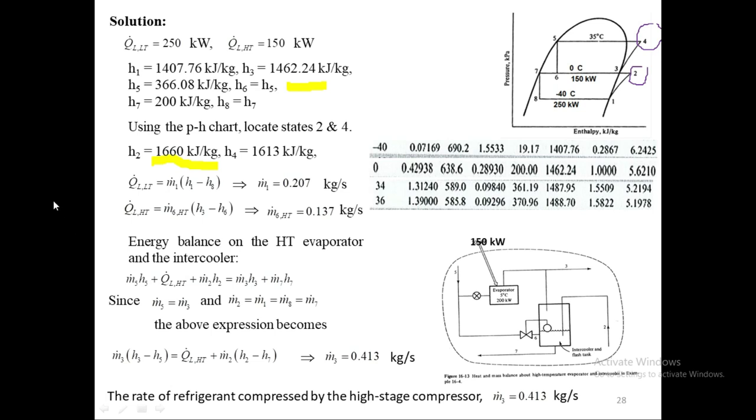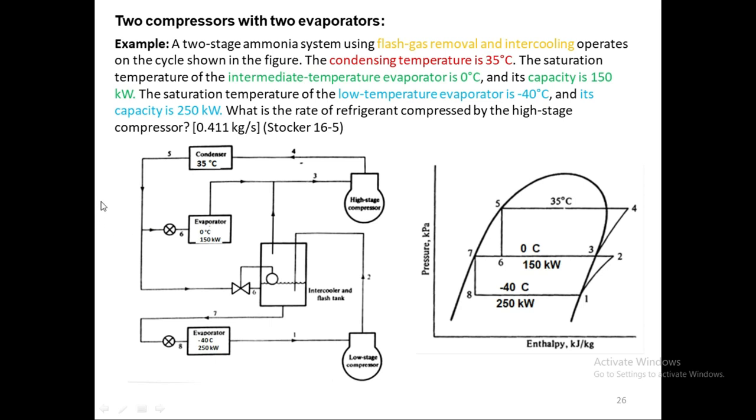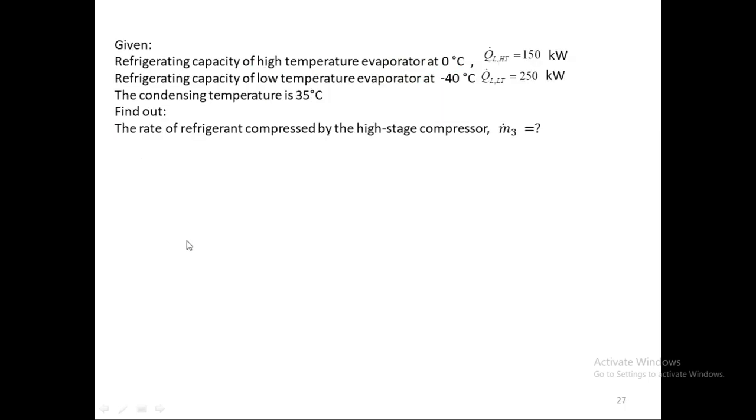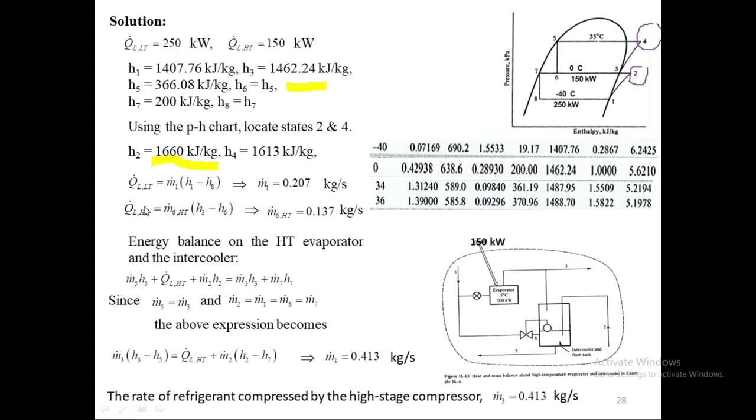Now the high temperature evaporator capacity is equal to the mass going into that evaporator times H3 minus H6. H3 and H6 are already known, and H1 is already known. So I can find out what this mass is. This is the mass coming from the evaporator, M dot 6. And we have found M dot 1, which is this mass here. We have found M dot 1 and M dot 6.